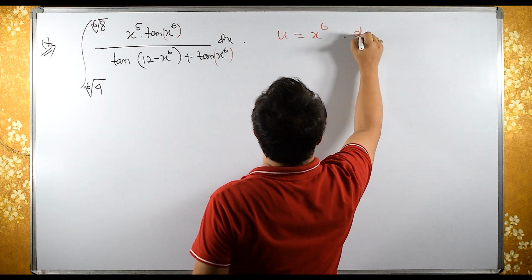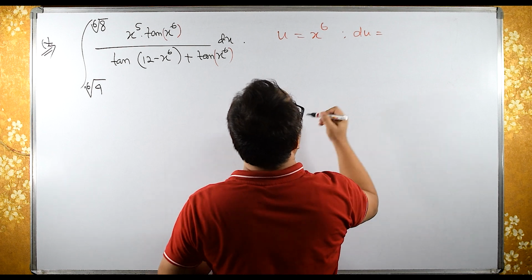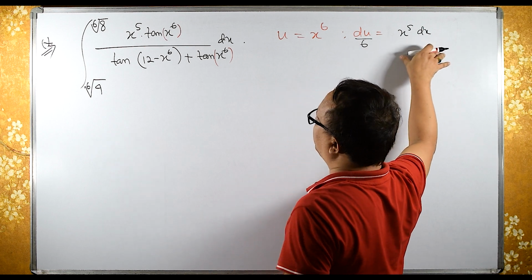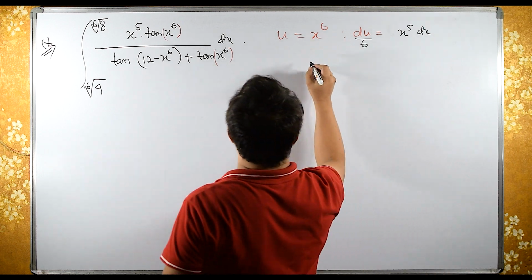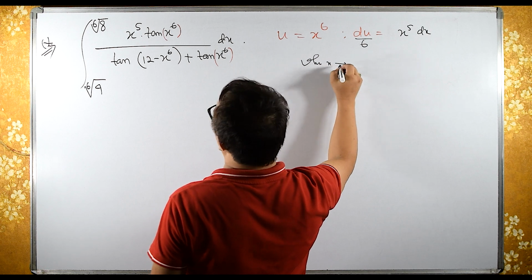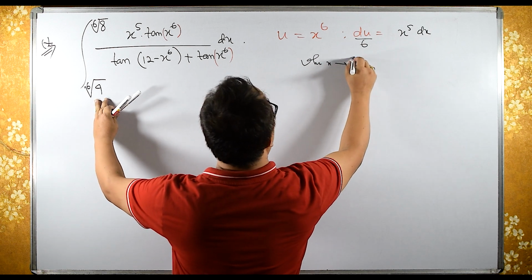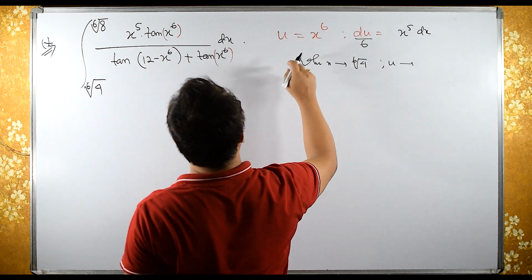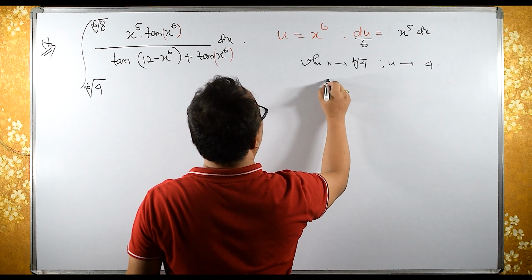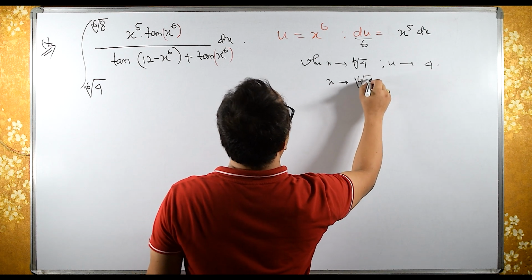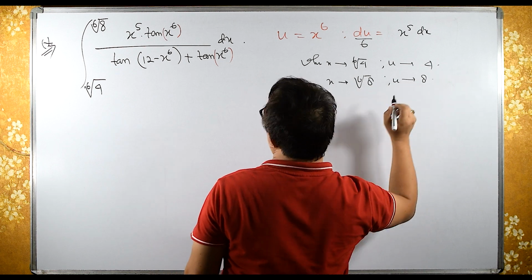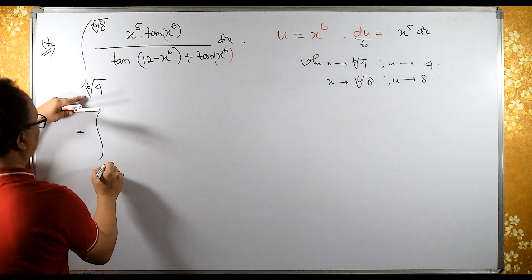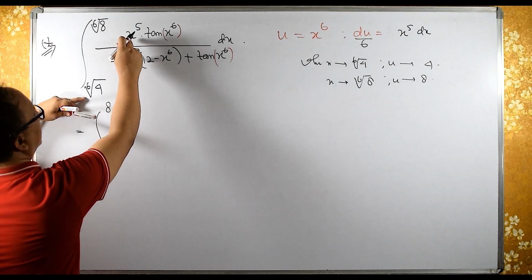Then my du will be 6 times x raised to 5 dx. So du upon 6 equals x raised to 5 times dx. We have this. What about the limits? When x tends to 6th root of 4, then u tends to 4, right? And when x tends to 6th root of 8, then u tends to 8. So this becomes, the limits become 4 to 8.